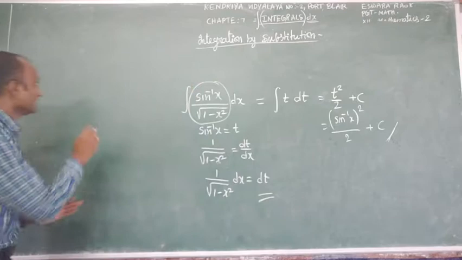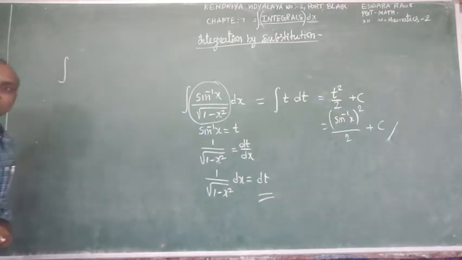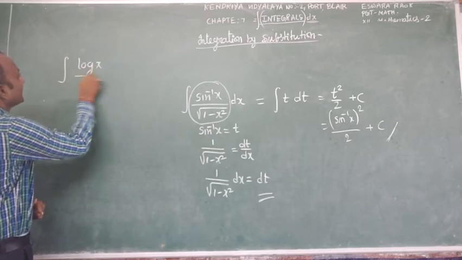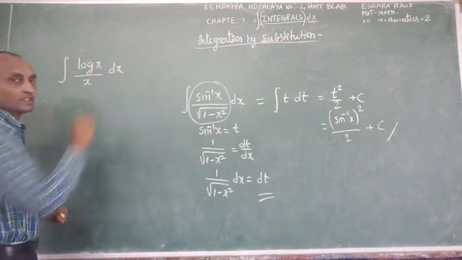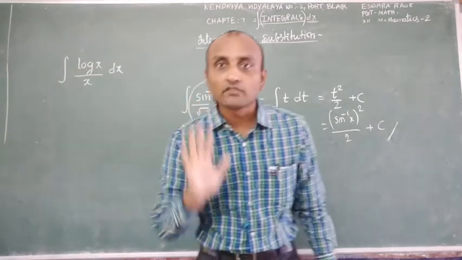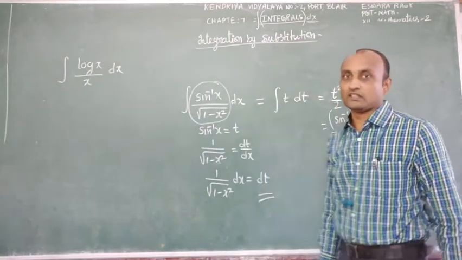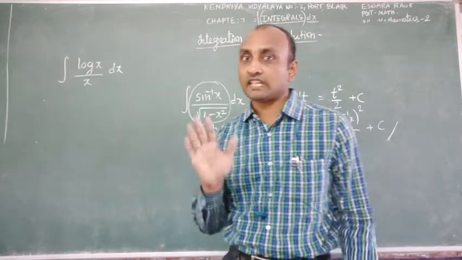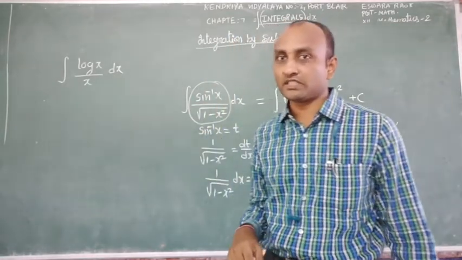See, the integration of log x by x into dx. Now here, the integration of log x by x into dx is there. What must be taken as t? That is the question. What must be taken as t? That is nothing but substitution.